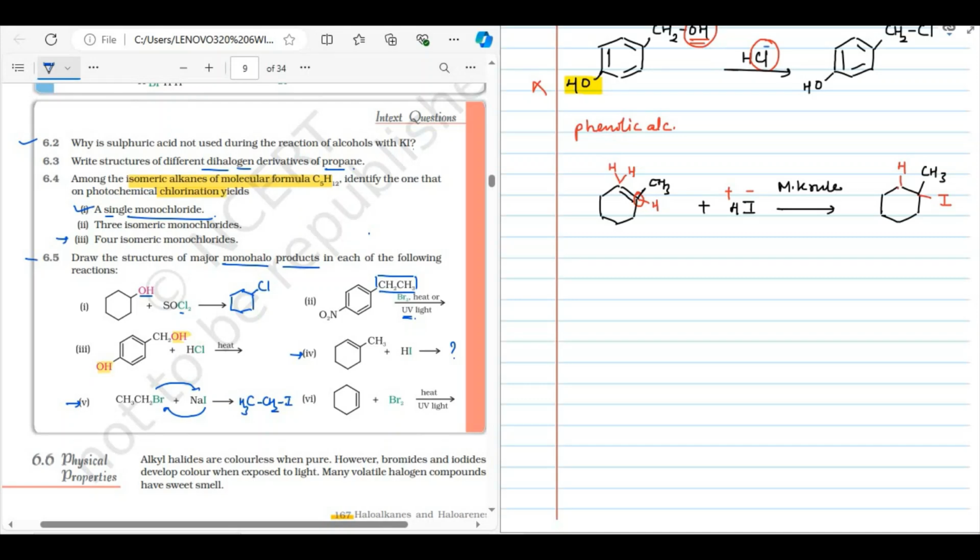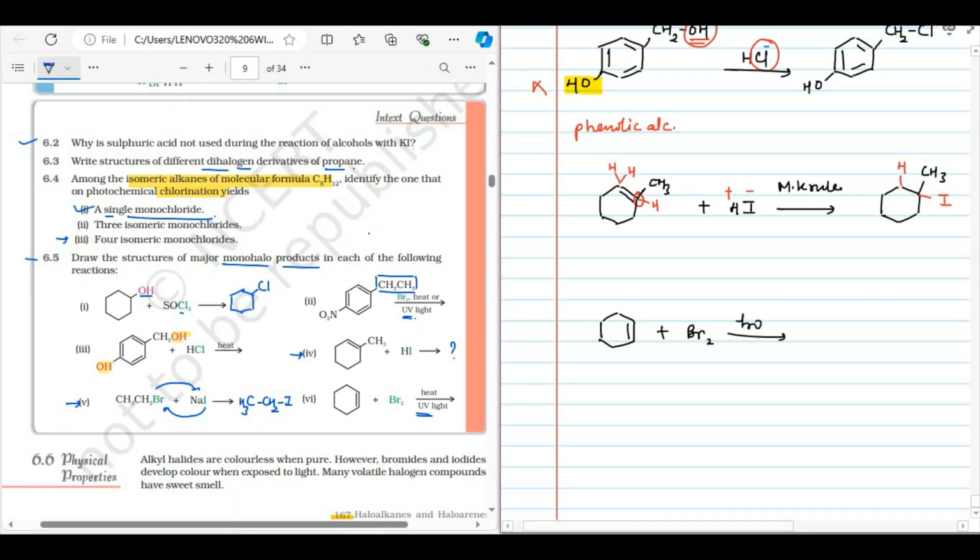Now come to the sixth question. Here an alkene, cyclohexene, is given when it reacts with Br2 in presence of UV light. So what will happen when an alkene reacts with Br2 in presence of UV light? So this is cyclohexene and it reacts with Br2 in presence of hν.